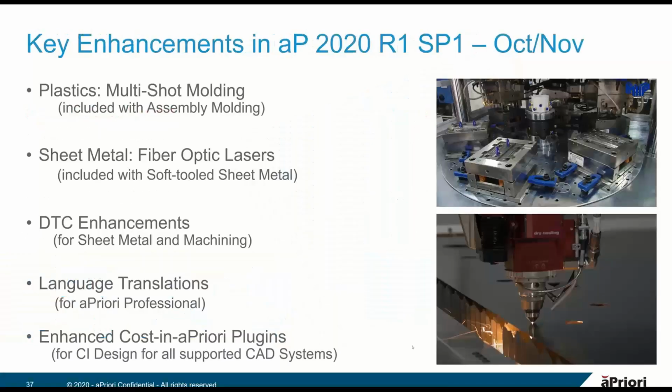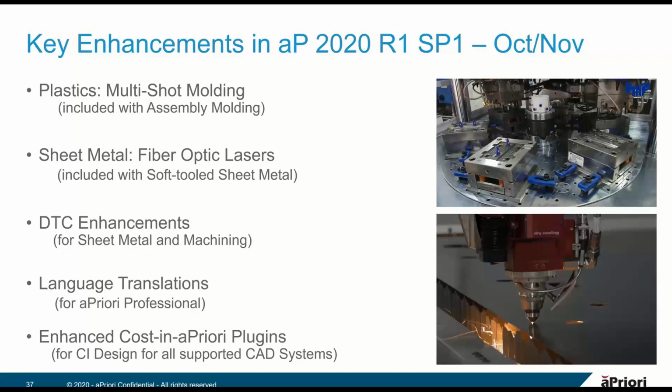For the service pack specifically, Karen covered a tremendous amount of great new exciting content in 20.1, and there's going to be even more great new exciting content in the service pack, and actually a couple of brand new elements too, or processes that we'll support. So multi-shot molding will be included with assembly molding. So that's exciting to have that capability built in.